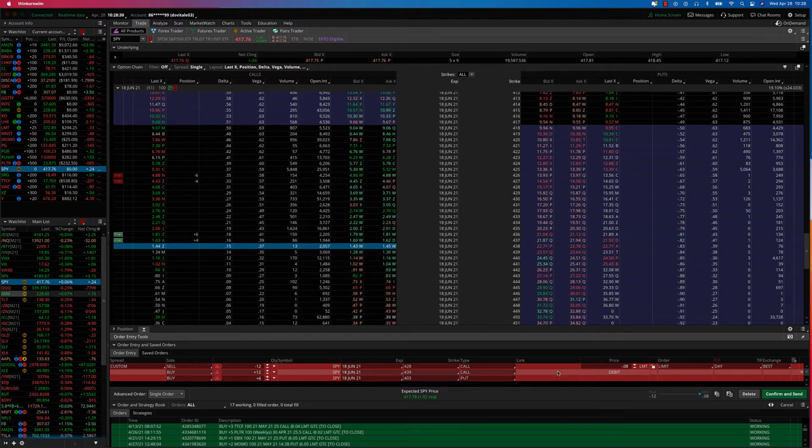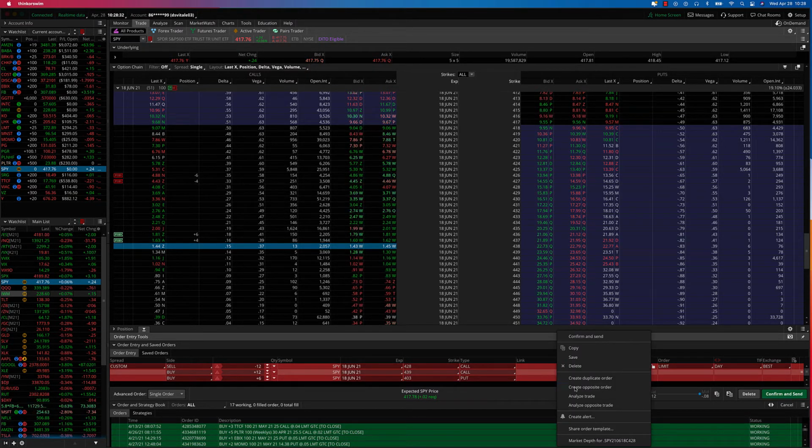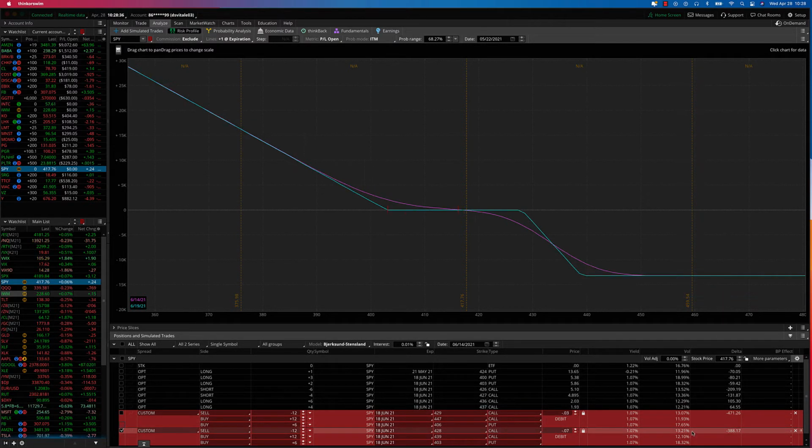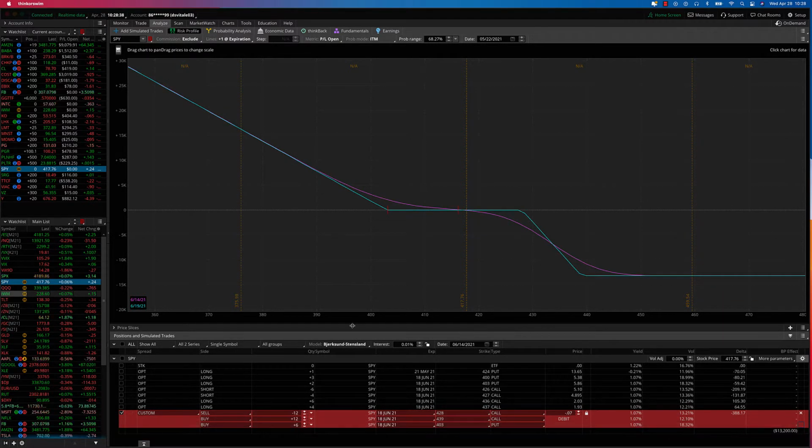Now, in the Thinkorswim platform specifically, we have this thing called an analysis tab. Analysis tab is here. Okay, so here's the analysis tab. Why is this important? It's important because it shows me what my protection is and what I will gain or what I will lose on this.